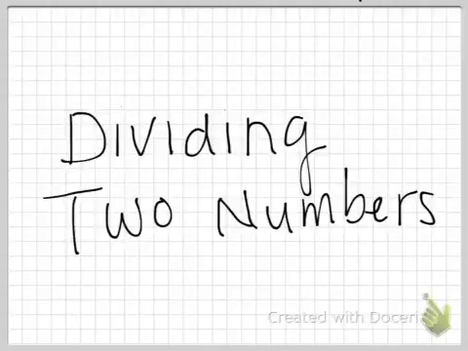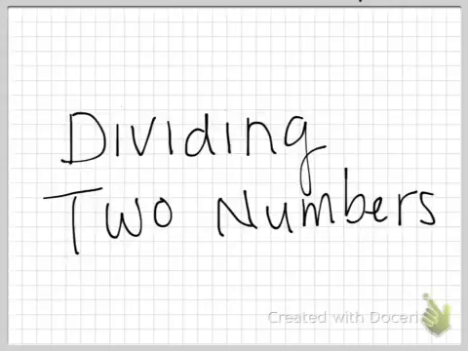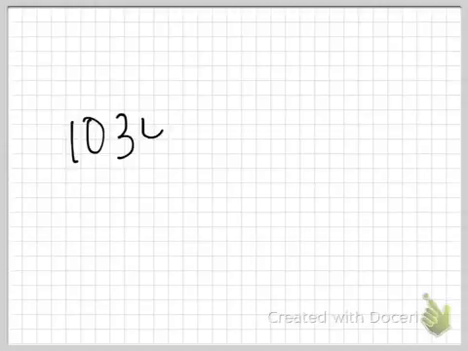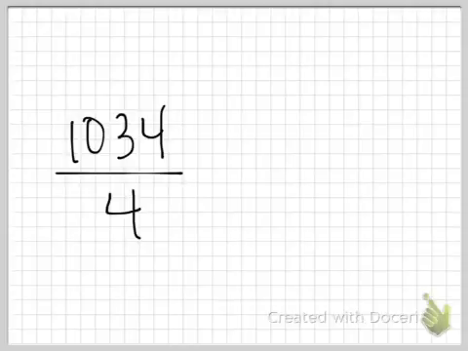Okay, so this is a review for dividing two numbers. A lot of you learned this maybe in 4th or 5th grade, so we're just going to do a quick review. Okay, so we have 1,034 divided by 4. This is how it's usually written.